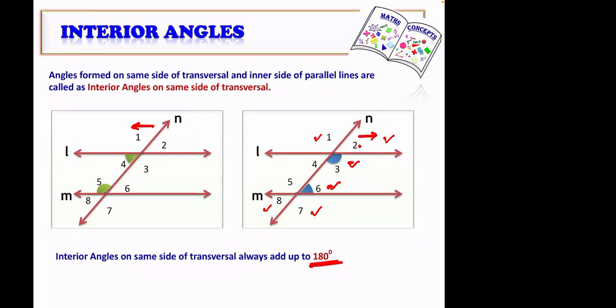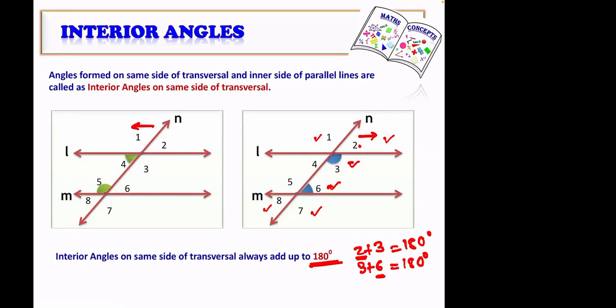Right? See here, 2 plus 3 is 180 degrees and 3 plus 6 is 180 degrees. We know 2 and 6 are equal, so same thing. Right? Yes, ma'am. So remember, interior angles on the same side of the transversal will always add up to 180 degrees if lines are parallel.